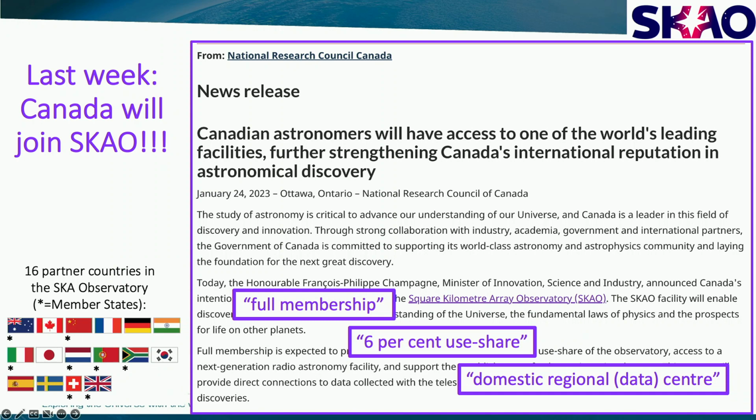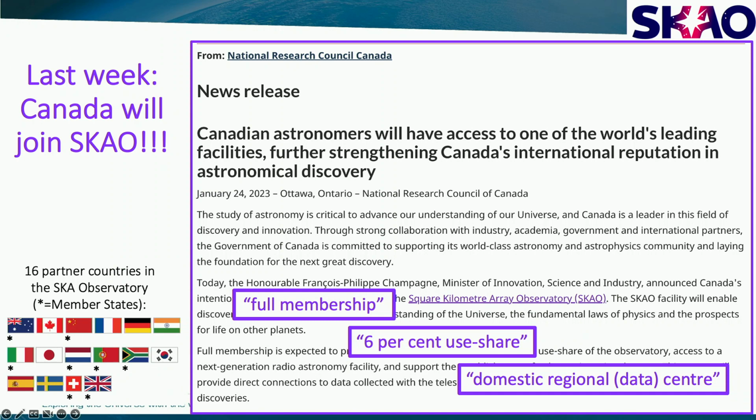But 6% was basically the aspiration of our community. And so this gives Canadian astronomers almost unparalleled access to this facility when you consider the number of partner countries and the per capita incidence of astronomers in a given country. This is a huge percentage of this telescope that's unique in the world.